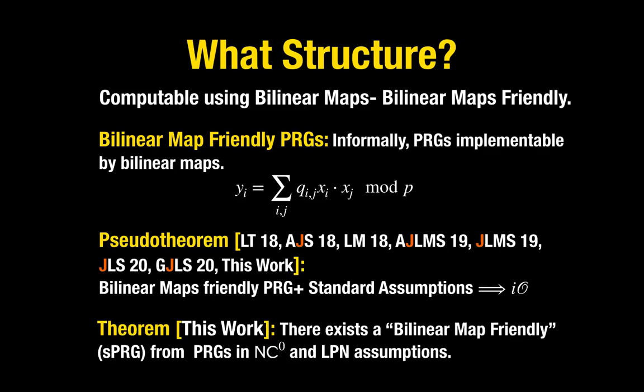And in this work, we construct another bilinear map friendly PRG, which we are calling structured seed PRG, from two standard assumptions, PRGs in NC0 and the Alpine assumption. So that's the main contribution. And then putting this PRG in the picture that I showed initially in this talk, that gives you IO. Okay, so I hope the picture is clear.